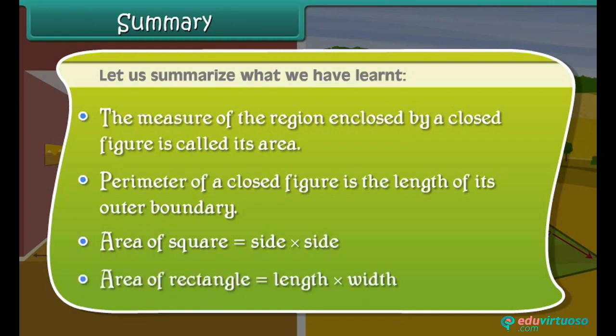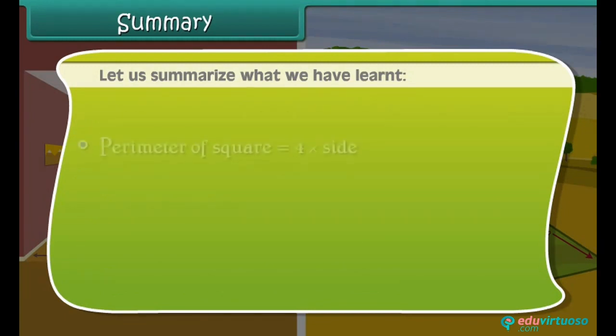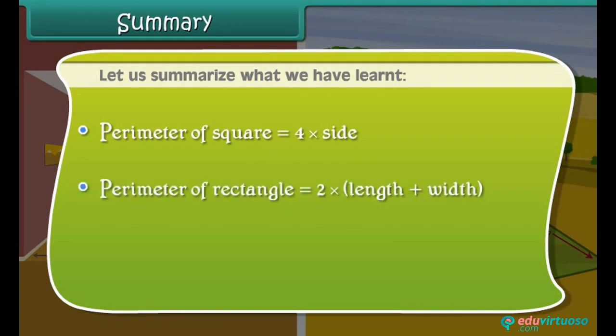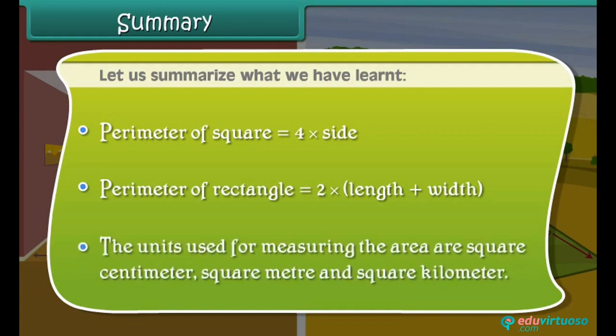Area of rectangle is equal to length into width. Perimeter of square is equal to 4 into side. Perimeter of rectangle is equal to 2 into, within bracket, length plus width. The units used for measuring the area are square centimeter, square meter, and square kilometer.